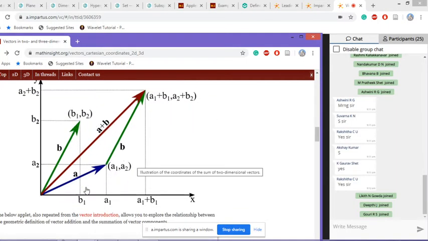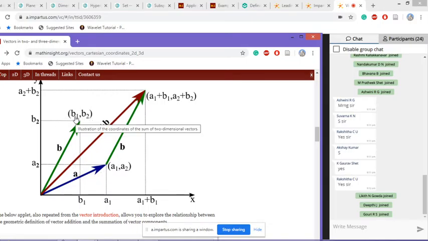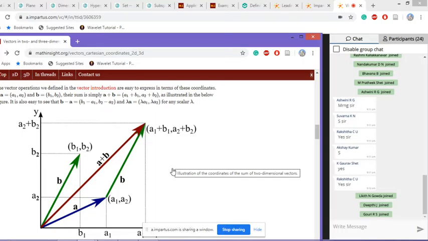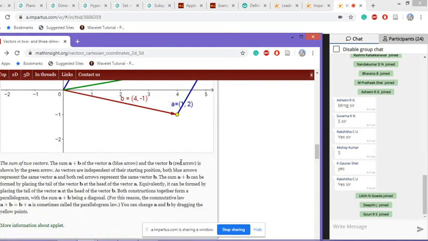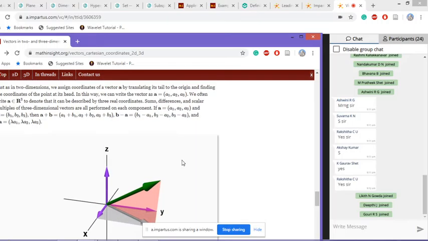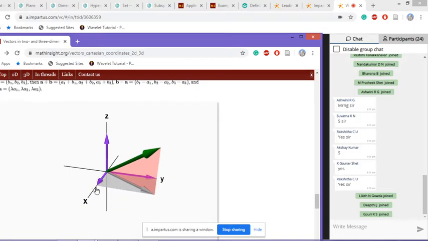This kind of application example we have solved in the previous tutorial, where we initially discussed the two-dimensional and three-dimensional space. I just want you to see this. Now the three-dimensional plane looks like this.